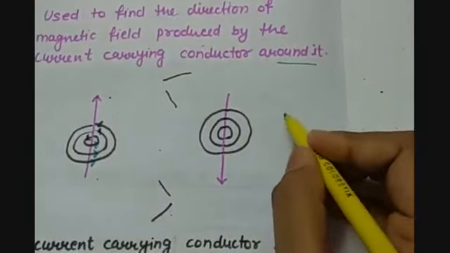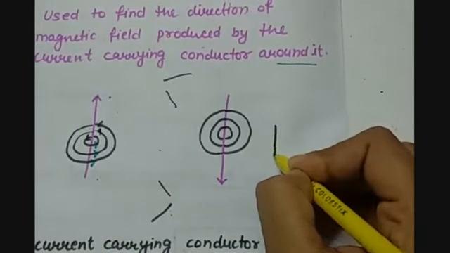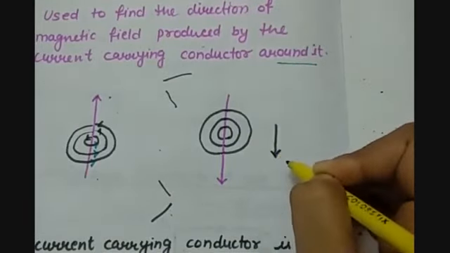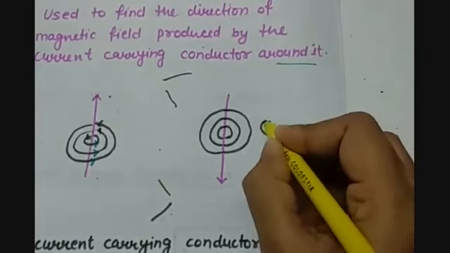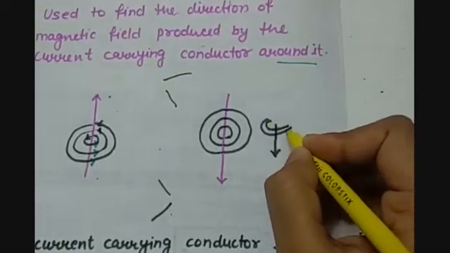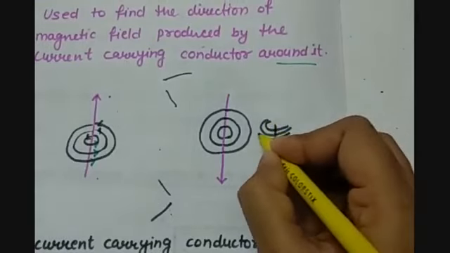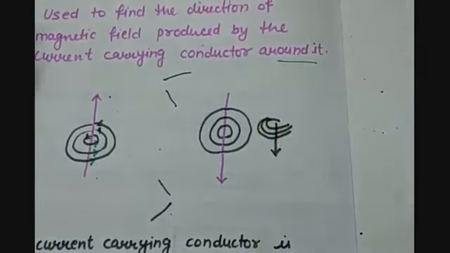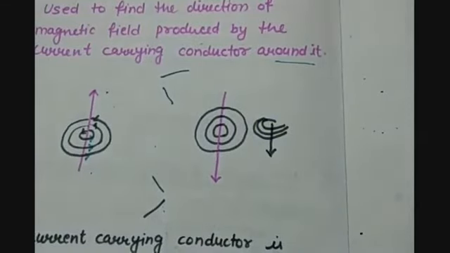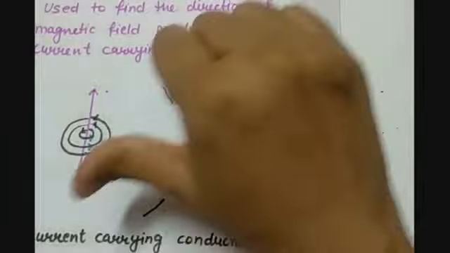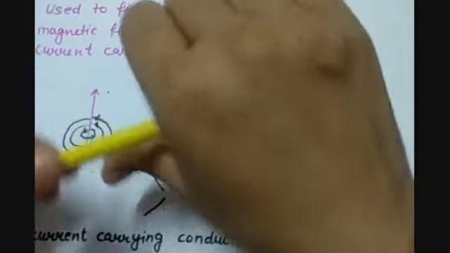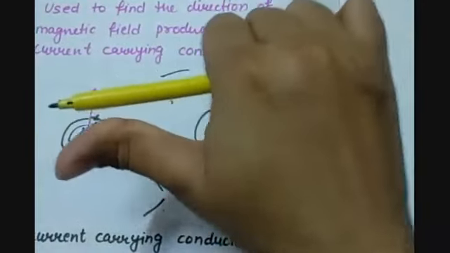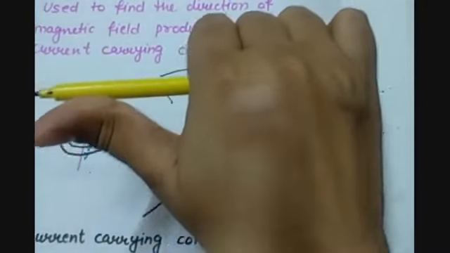our thumb is indicating the direction of the current, and the curled fingers, I am trying to make it as best as I can. So this will be the direction of the curled fingers. If I show my thumb in this way, that I am holding the conductor, and now the current is flowing from here towards this.